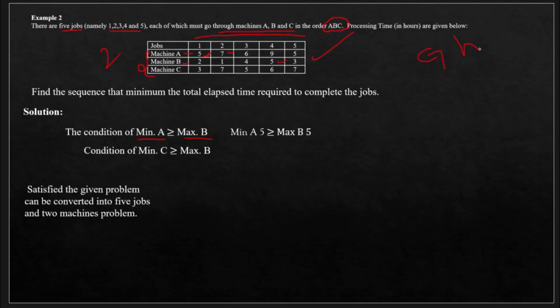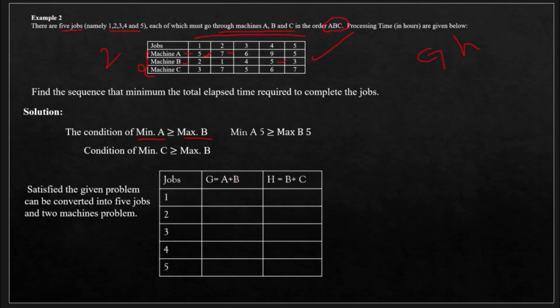For that we need a table. The table consists of jobs, then G machine and then H machine. So we'll get the processing time of G machine by adding machine A processing time and machine B processing time. If we add, we can get the machine G processing time. See, first here the A machine has a processing time of 5 hours and B machine has a processing time of 2 hours. If we add 5 plus 2 we'll get 7, and same like this. For an A machine the processing time is 7 hours and for B machine the processing time is 1 hour.